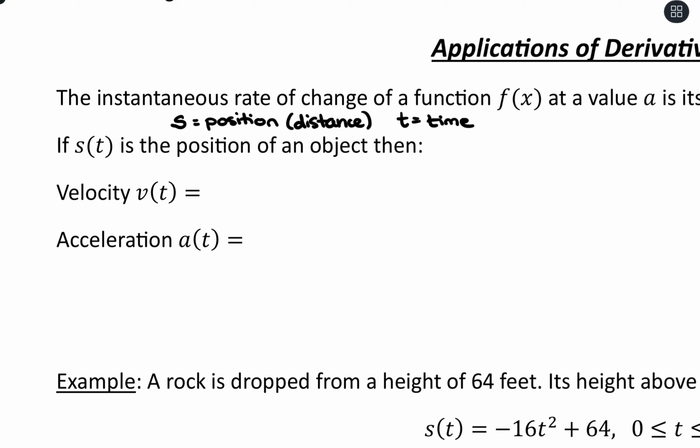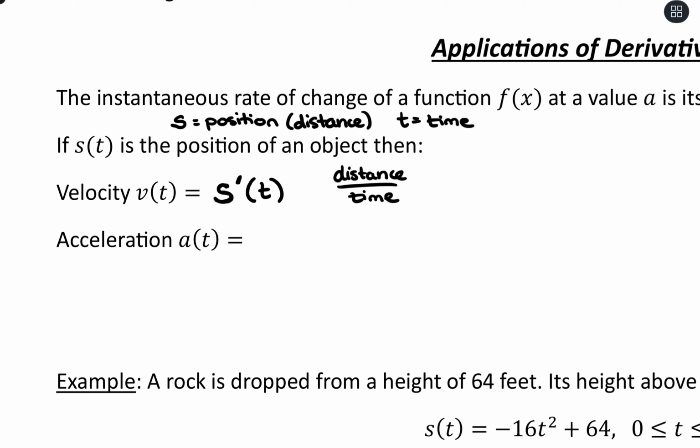So if we want velocity, that is going to relate to the first derivative of that position function. So we would write that as s prime of t. And if you think of how slope is working and rate of change, if this is describing some distance and time, then if this is our rate of change, that's describing some distance per time. So like miles per hour, feet per second, things like that.